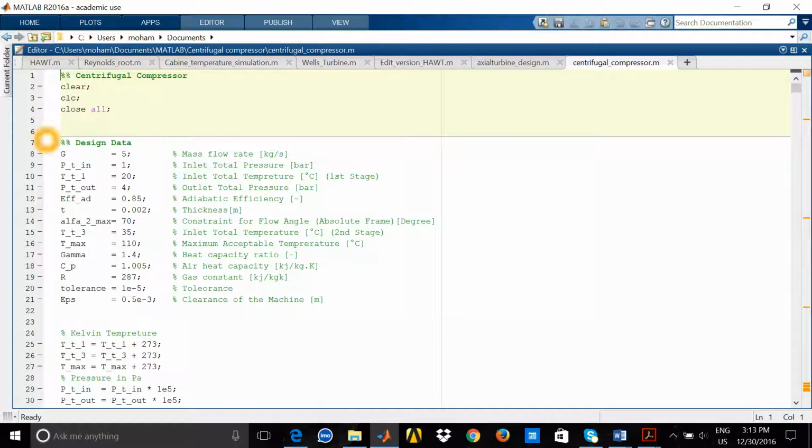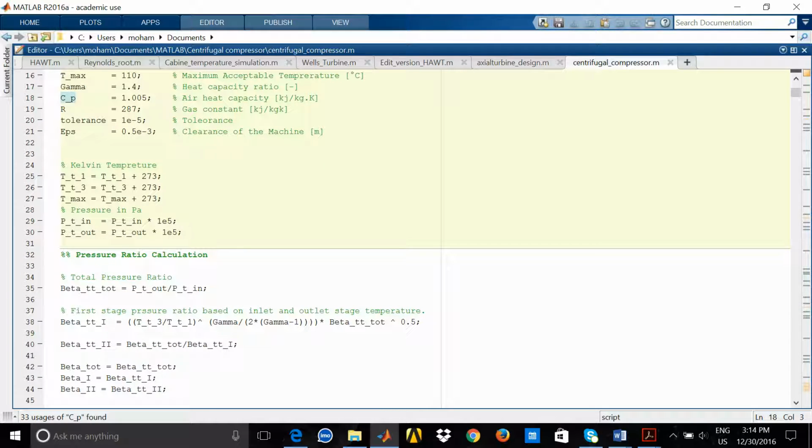First of all, I insert all the input data here, but I also consider the heat capacity ratio, gamma, 1.4. I also consider the air as a perfect gas, an ideal gas, for our exercise, and the gas constant is 287 joules per kilogram Kelvin. Our tolerance for our iteration is very low, around 10 to the power of minus 5. And this epsilon is a clearance of the machine.